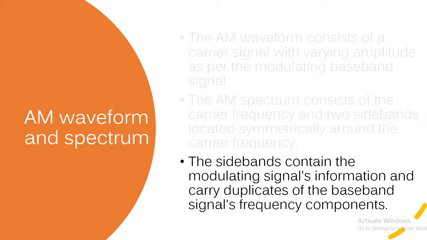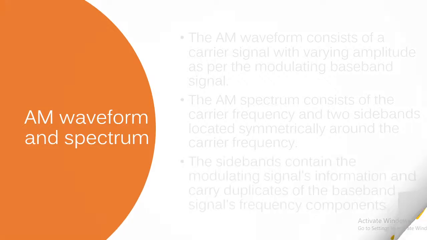Pictorially, we will see this when we come to the details of amplitude modulation. The sidebands in the AM spectrum contain the modulating signal's information, and they carry duplicates of the baseband signal's frequency components. So they carry signal information and carry duplicates. Next.